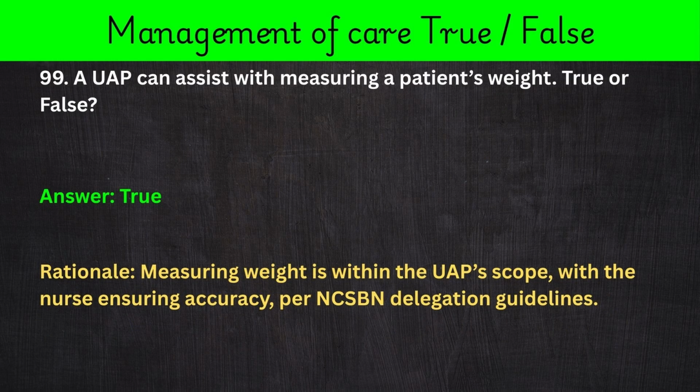99. A UAP can assist with measuring a patient's weight. True or false? Answer: true. Rationale: measuring weight is within the UAP scope, with the nurse ensuring accuracy, per NCLEX-PN delegation guidelines.